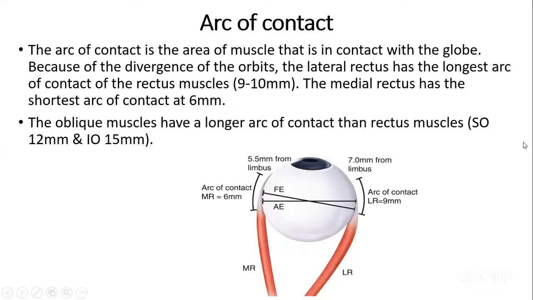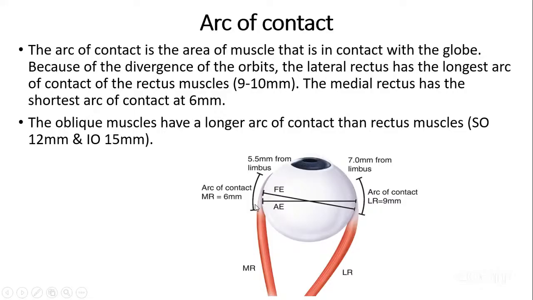So here, that is about the arc of contact. The arc of contact is the area of muscle that is in contact with the globe. Because of the divergence of the orbits, the lateral rectus has the longest arc of contact of the rectus muscles, 9 to 10 millimeters. The medial rectus has the shortest arc of contact at 6 millimeters only. Okay?